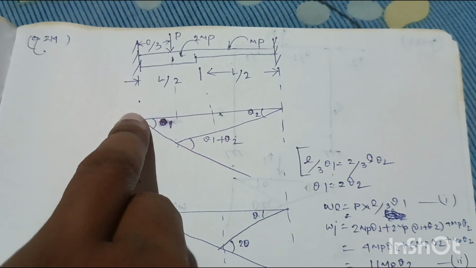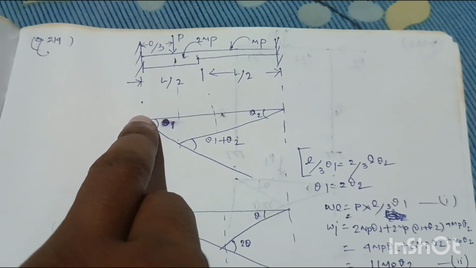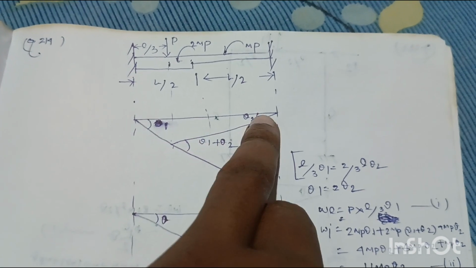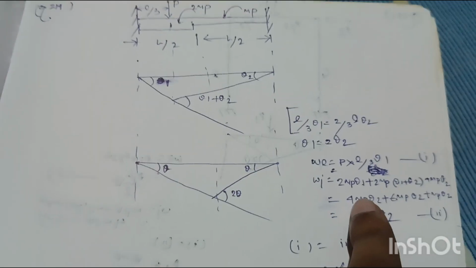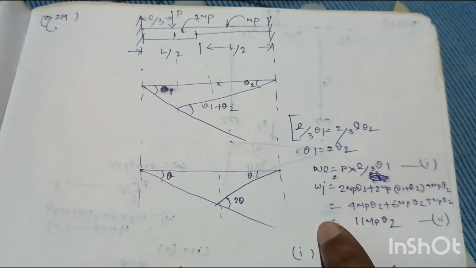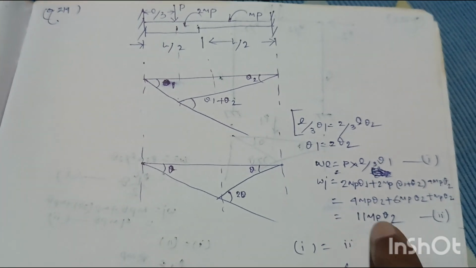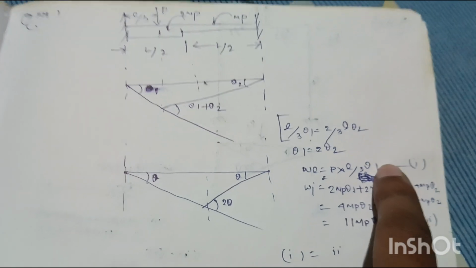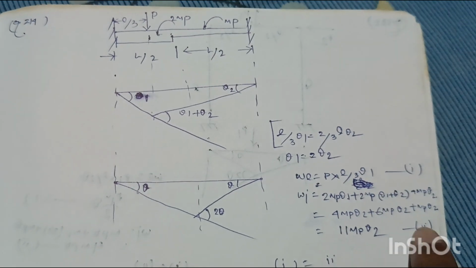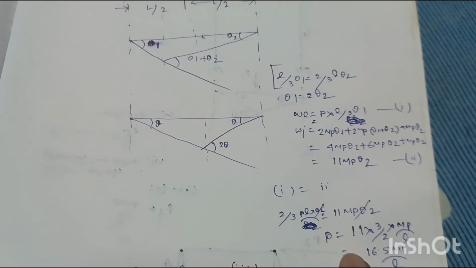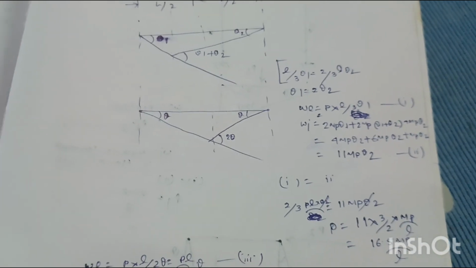Internal work done will be, here 2 MP into theta 1, here 2 MP into theta 1 plus theta 2, and here MP into theta 2. Put the value of theta 1 equal to 2 theta 2 in this equation. We will get total internal work done Wi equal to 11 MP theta 2. That is equation number 2. By the principle of virtual work, if we equate equation number 1 to equation number 2, we will get collapse load P equal to 16 MP by L.